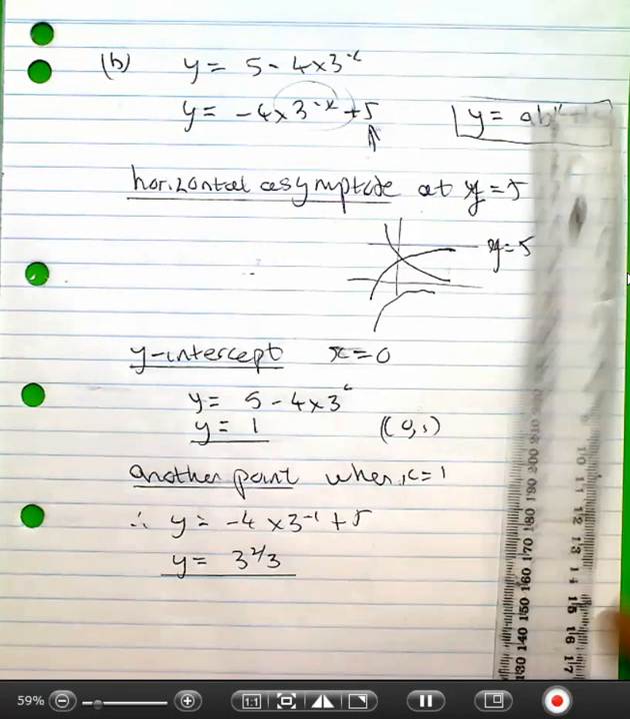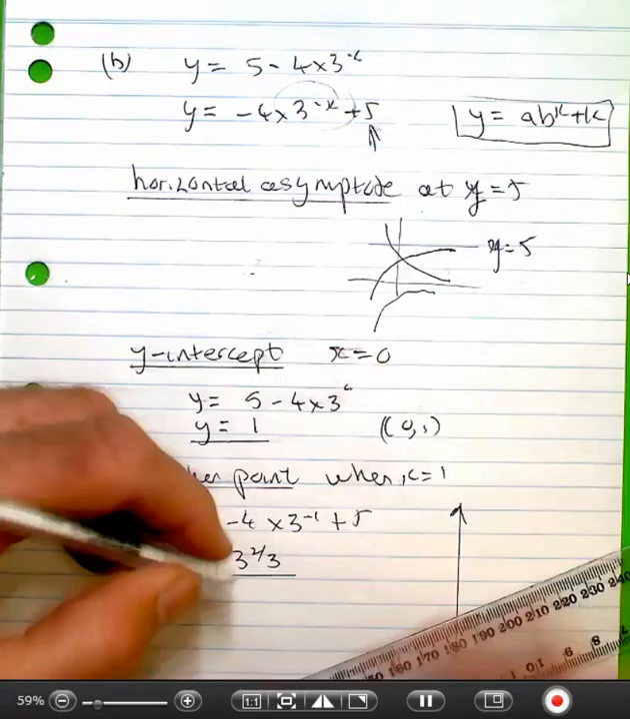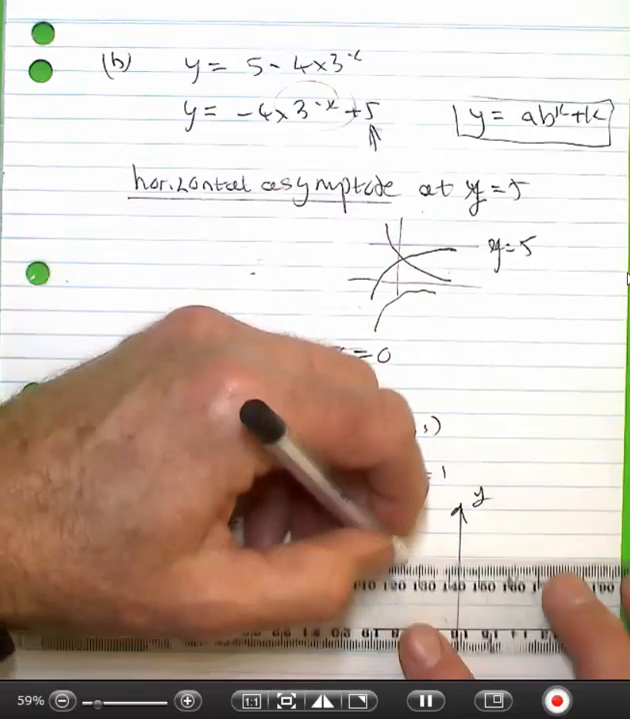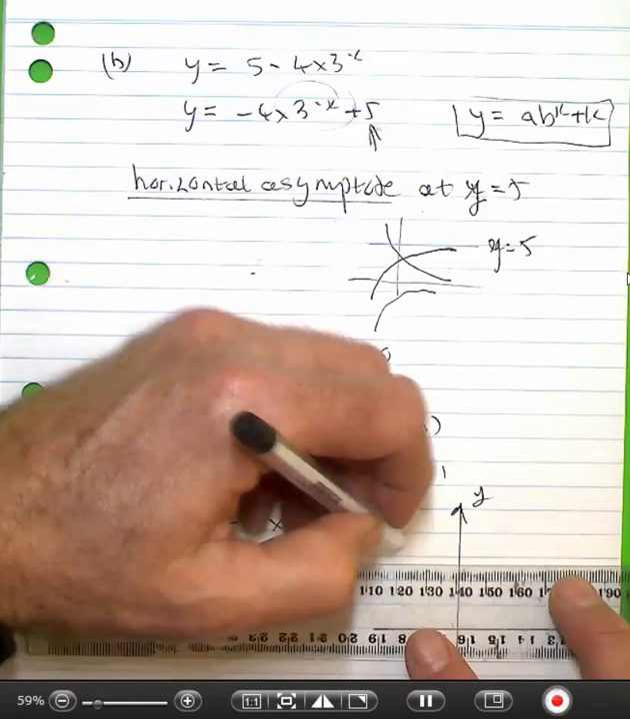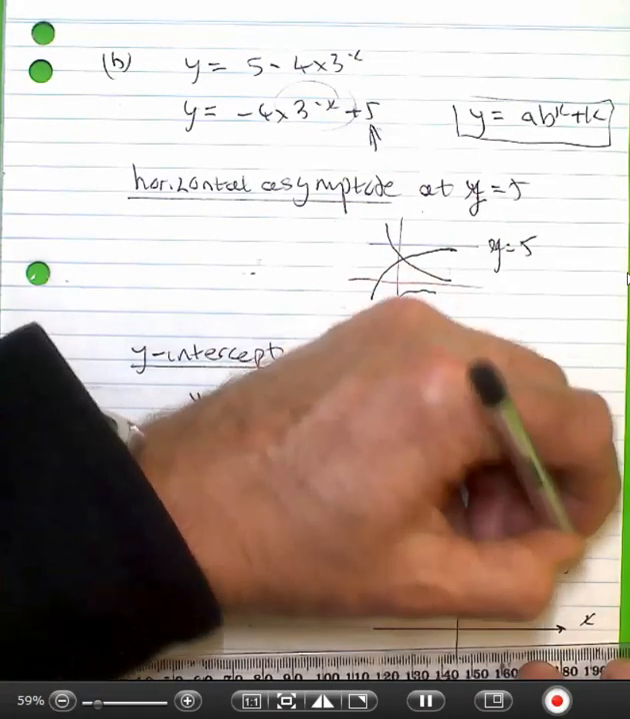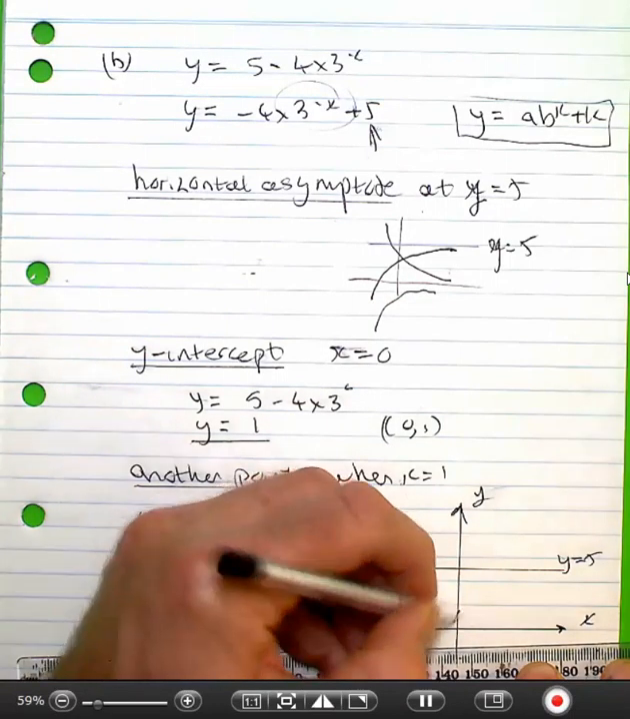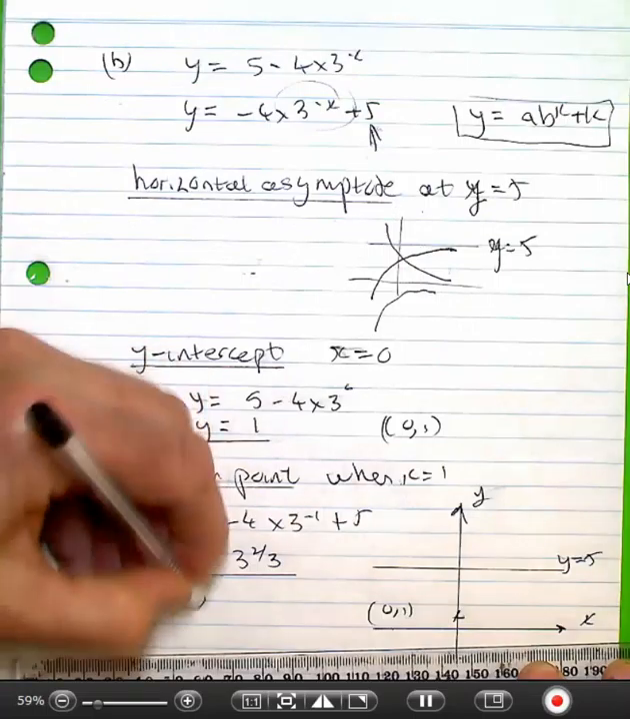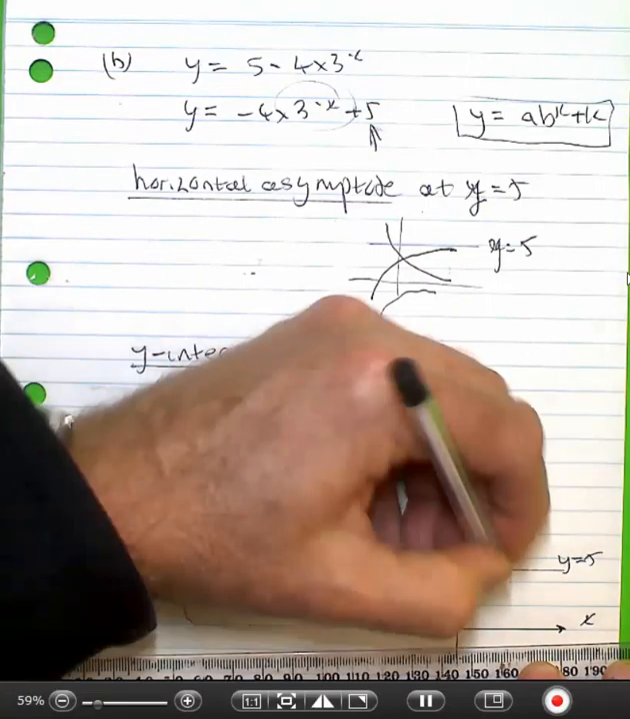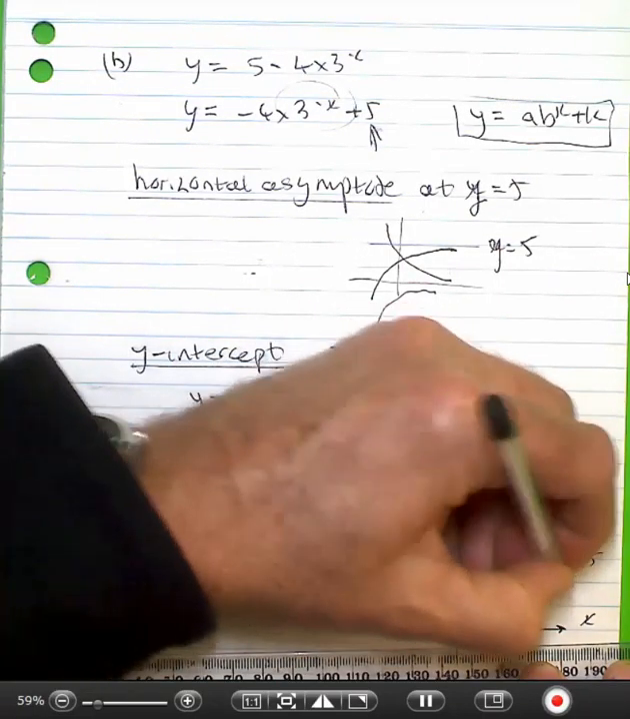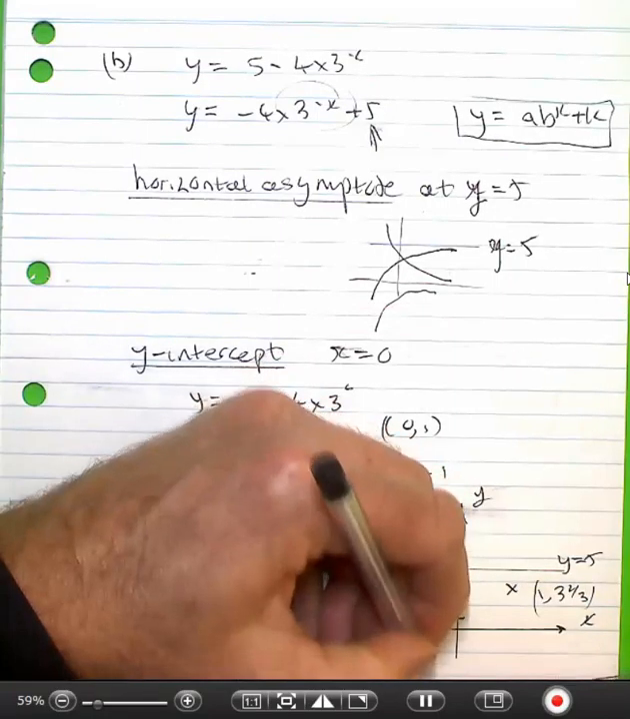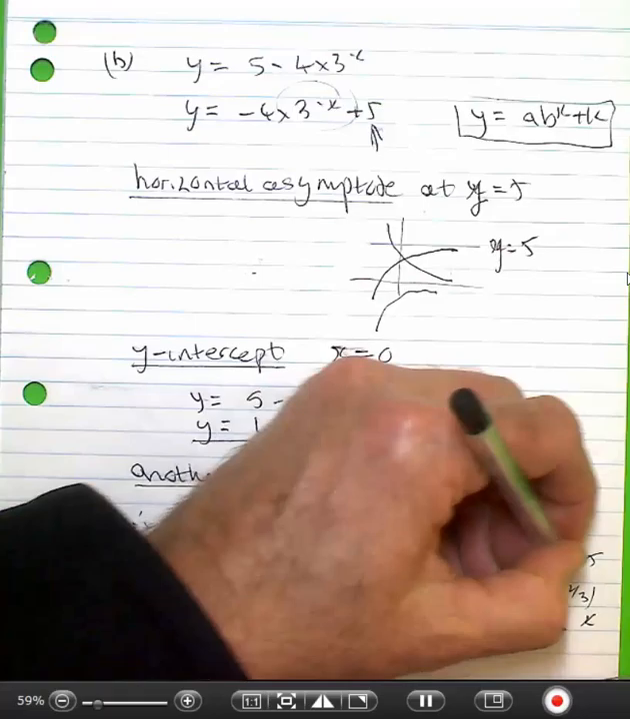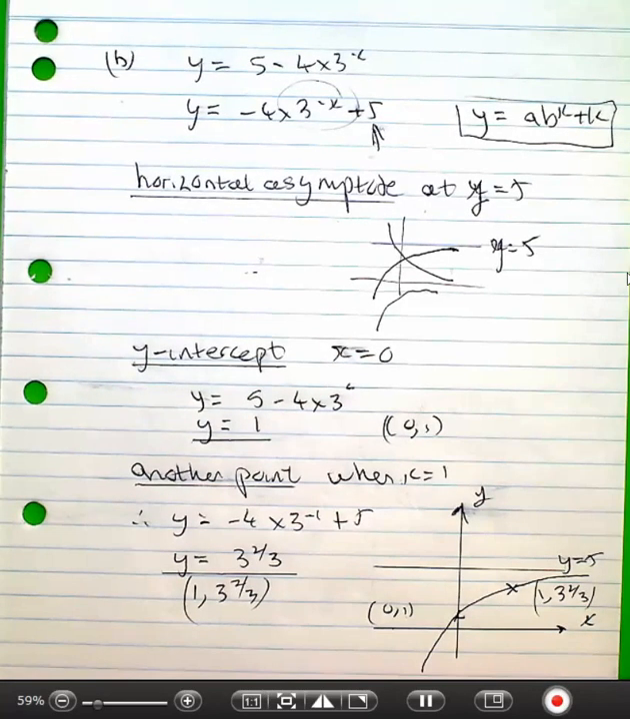And then sketching this out, it's my horizontal asymptote, (0, 1), and (1, 3 2/3). I could work the x-intercept out as well. I'm not going to in this instance. And you can see my graph hooking up like that.